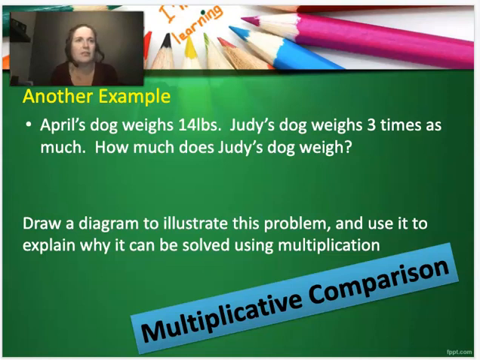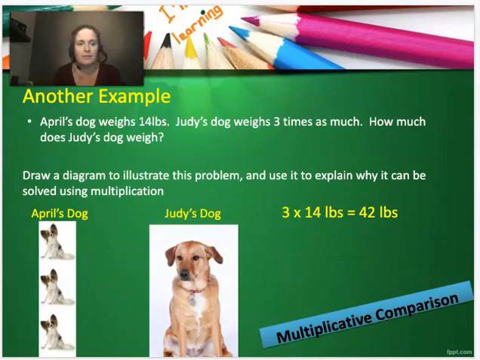All right, here's another example. April's dog weighs 14 pounds. Judy's dog weighs 3 times as much. How much does Judy's dog weigh? It says draw a diagram, illustrate this problem, and use it to explain why it can be solved using multiplication. So this would be a multiplicative comparison problem.